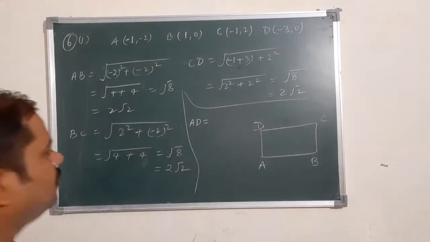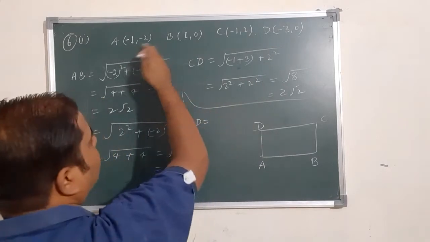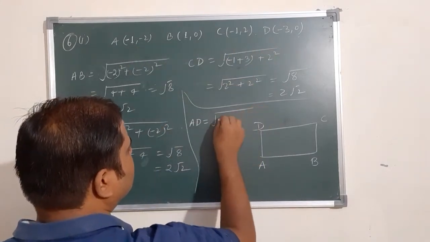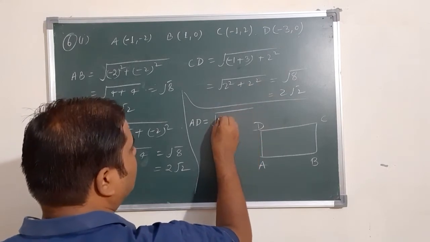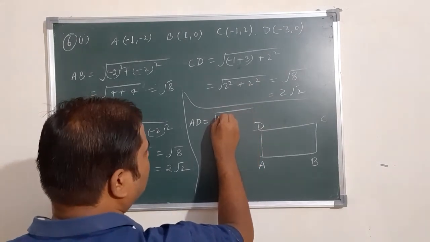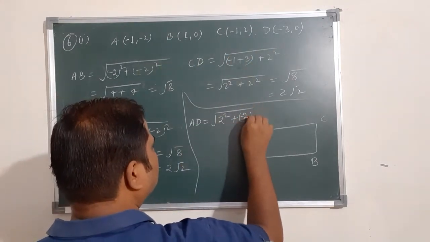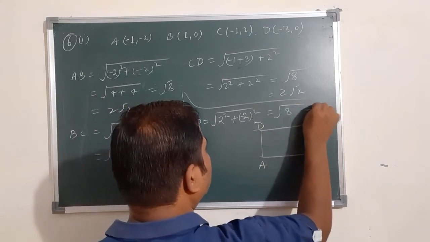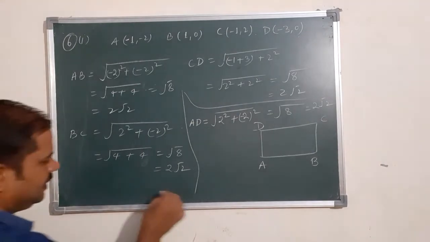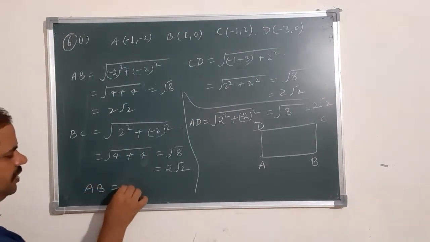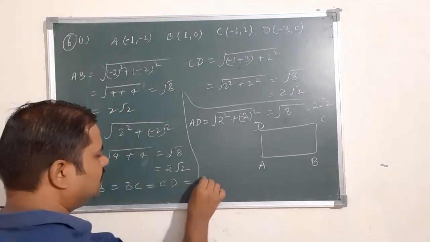Okay, thank you. So next one, DA or AD. If you find AD, minus 1 minus (-3), this is again minus 1 plus 3, that means 2 whole square, plus (-2 minus 0), this is also minus 2 whole square, and this is again root 8, this is 2 root 2. Okay. So here you see AB is equal to BC is equal to CD is equal to DA.